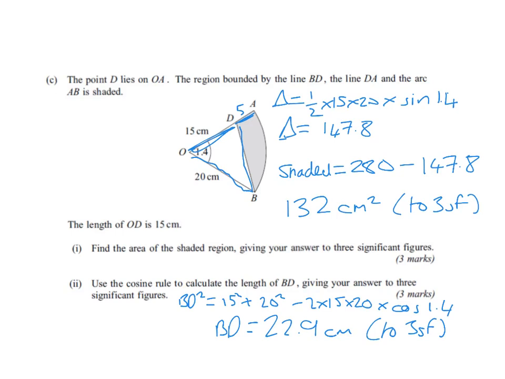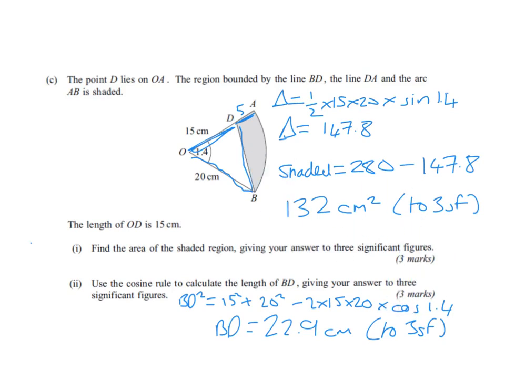So, very good examples actually there. Hopefully it's clear. We've found the area of the sector previously. Here, we found the area of the whole thing. We've then used the sine area rule to find this triangle, so we can find the shaded area. Subtraction. Common type of question there.